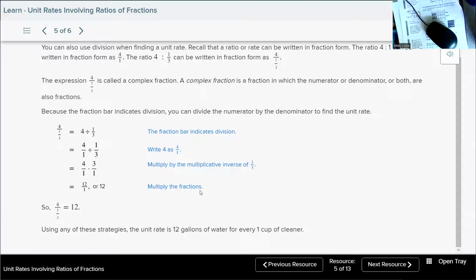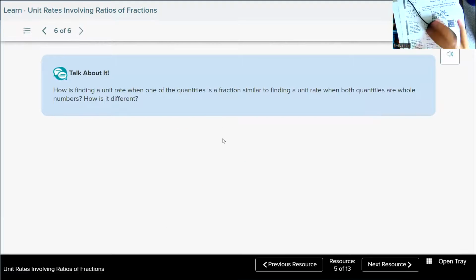So using any of these strategies, either the bar diagram, the ratio table, or division to find the unit rate, we can find that it is 12 gallons of water for every 1 cup of cleaner. That was a lot. So talk about it. How is finding a unit rate when one of the quantities is a fraction similar to finding a unit rate when both quantities are whole numbers? And how is it different?